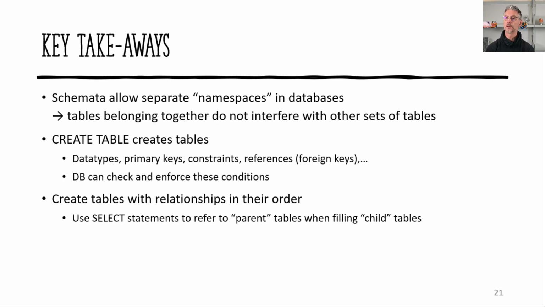So the schemata allow separate namespaces in databases, and tables belonging together do not interfere with other sets of tables. If we want to create tables, we use the CREATE TABLE command. Here we specify the data types, the primary keys, any constraints that we have, and references like foreign keys and so on. Doing so enables the database to check and enforce all the conditions that we have envisioned and nail down our database schema. If we do that, we need to keep the order of the relationship in mind. We can use the select statement to refer to parent tables when finding child tables as well.